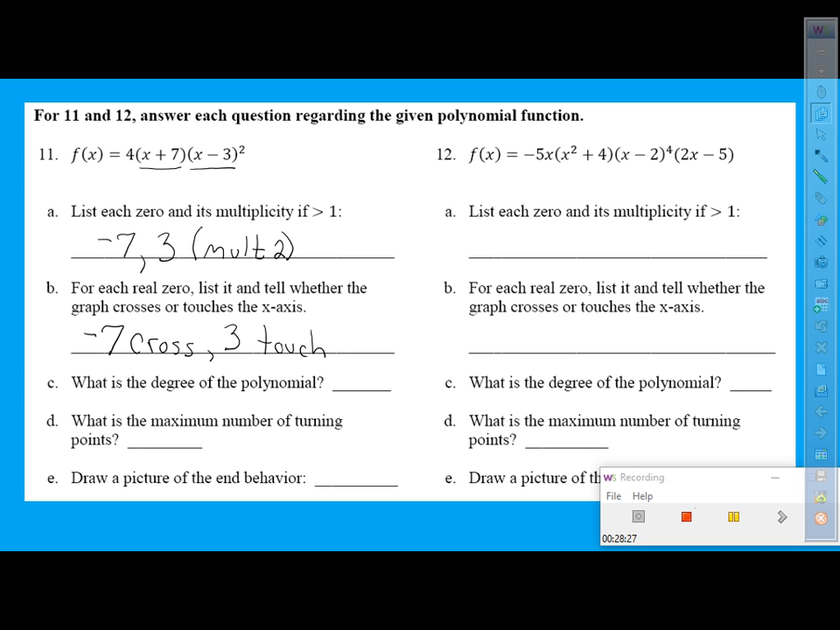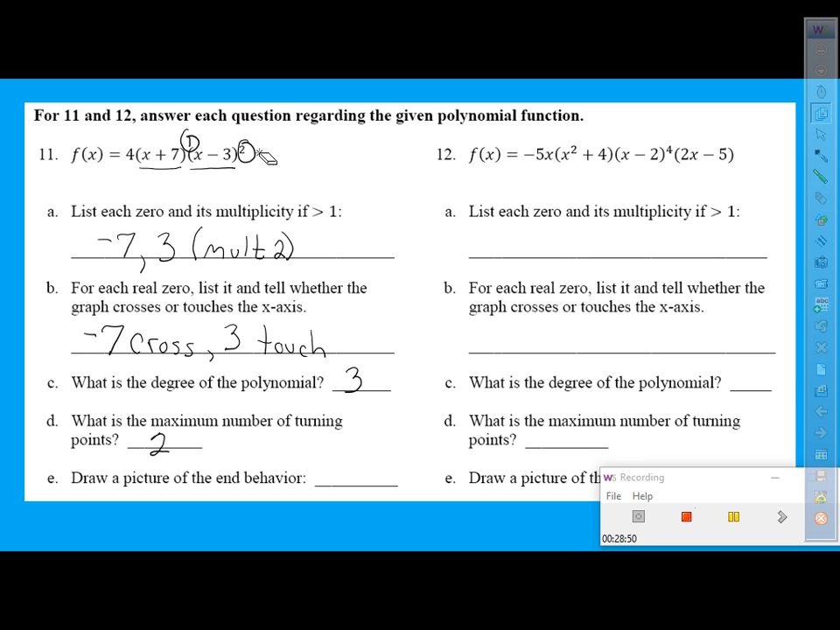My part C says, what's the degree of the polynomial? My degree here is going to be a third degree polynomial because 2 plus 1 is 3. If it's a third degree polynomial, the maximum number of turning points is going to be 2.